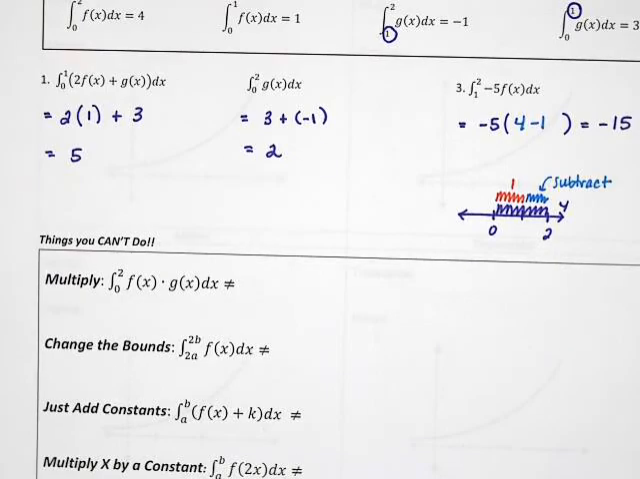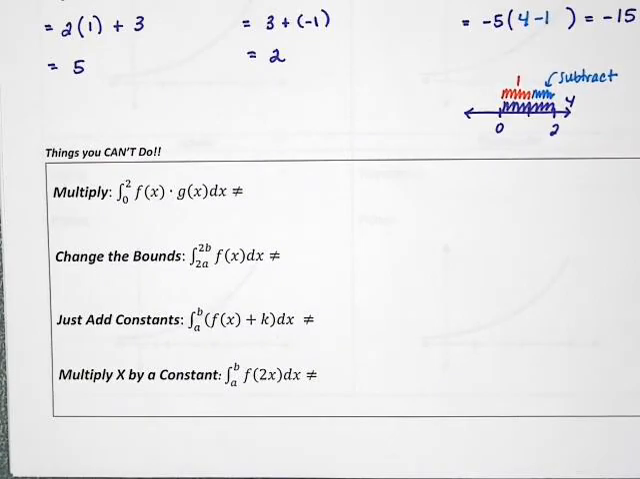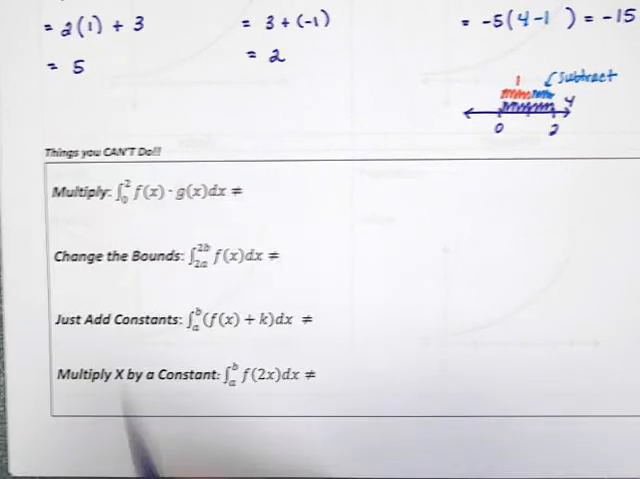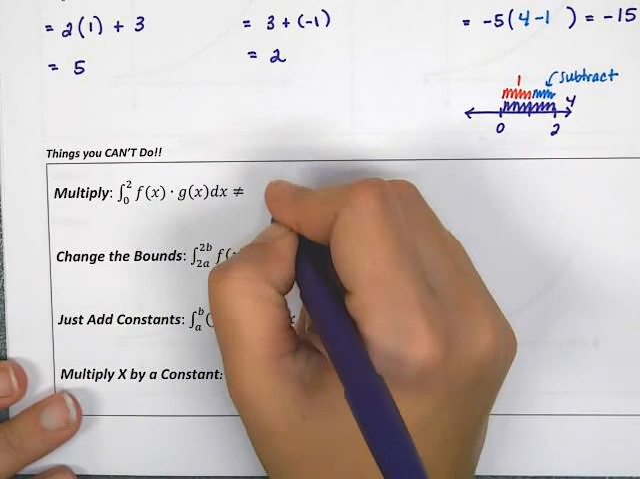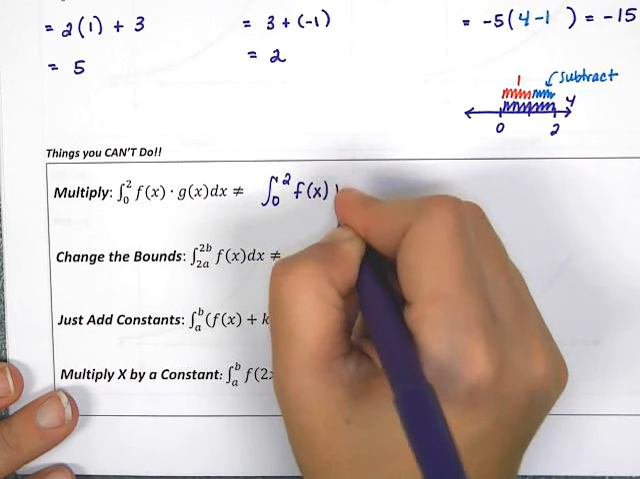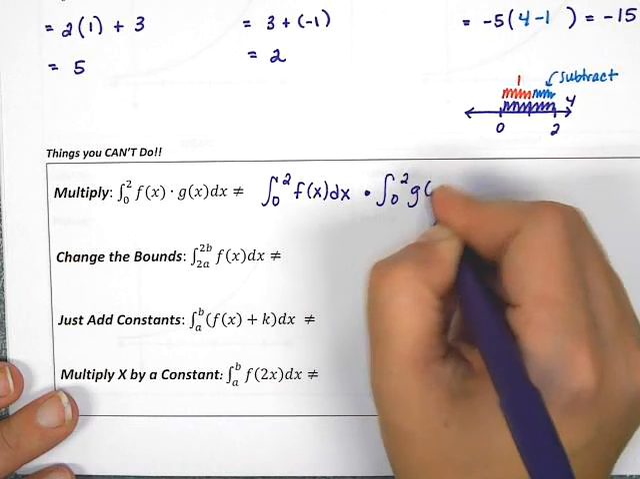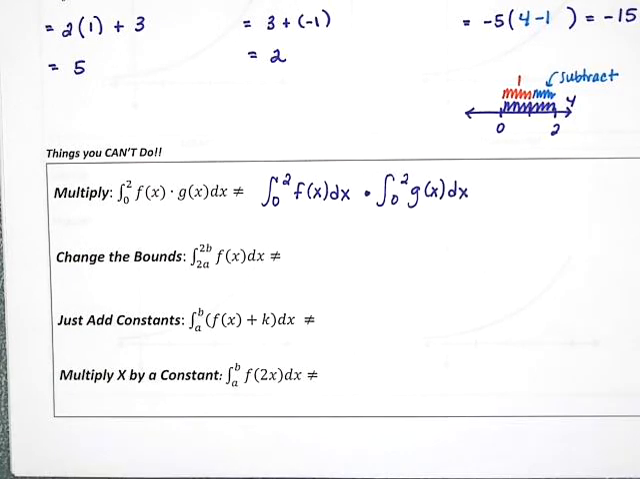Now here are some things you can't do. These are often places where students make a mistake. On the AP test, they'll say which of the following is false, and students will choose one of these to be true instead of false because they don't realize that these are not allowed. So we thought we would take some time and tell you what you're not allowed to do. There is no multiply property. If you have f of x times g of x, you cannot just do the integral from 0 to 2 of f of x dx times the integral from 0 to 2 of g of x dx. Not the same thing. That is not allowed.